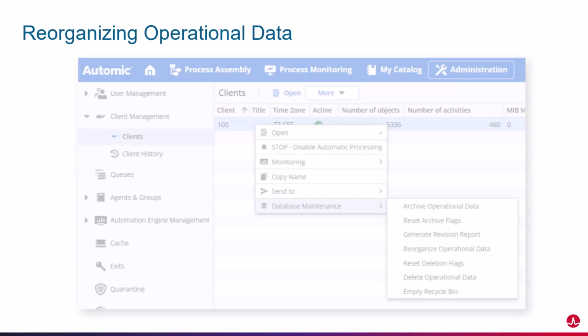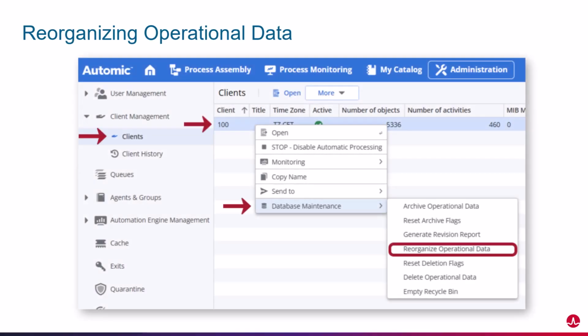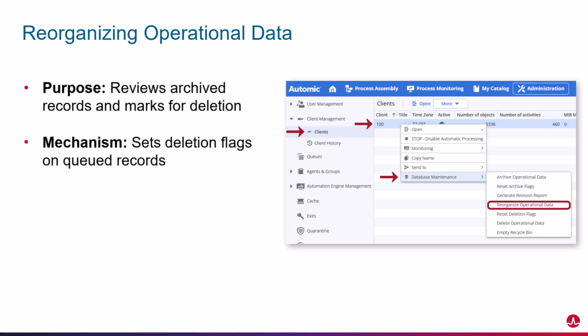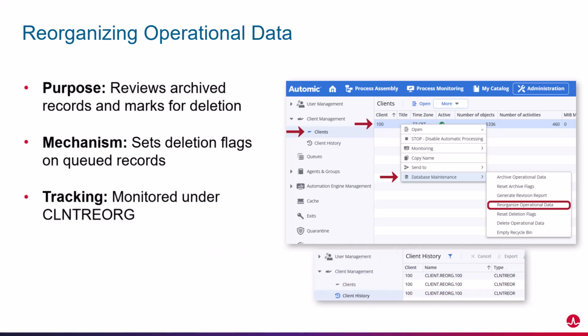Next, we seamlessly move to reorganizing operational data. This crucial step reviews your previously archived records and officially marks them for deletion by setting deletion flags. You can easily monitor the progress of this operation in the Client History tab under the CLNTREORG task type. By opening its specific report, you can verify exactly which records are now queued for removal.